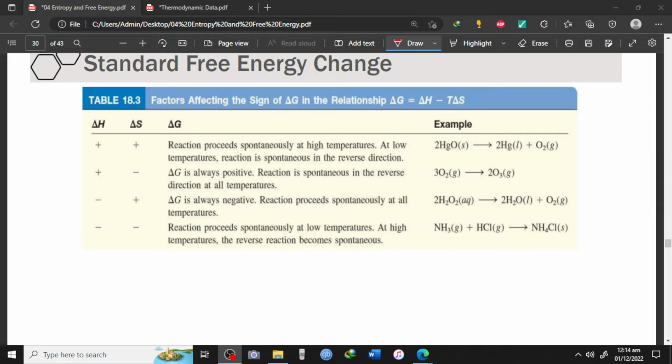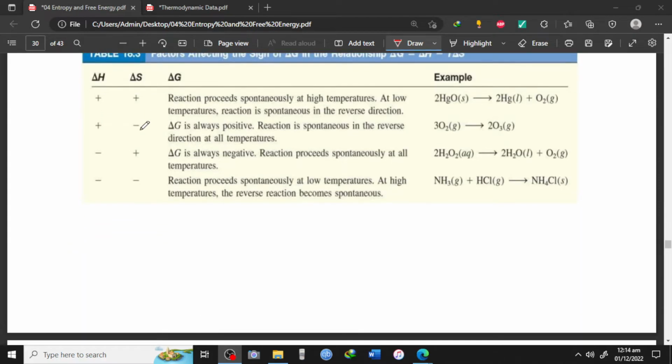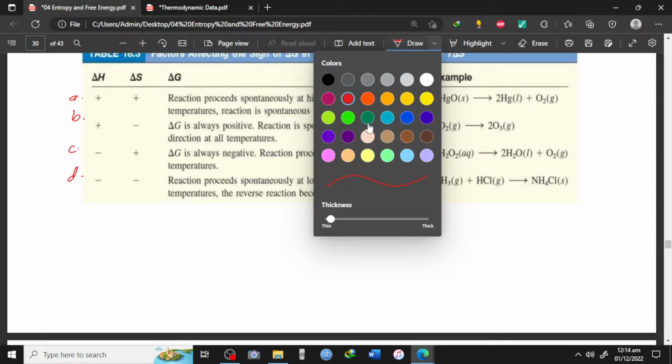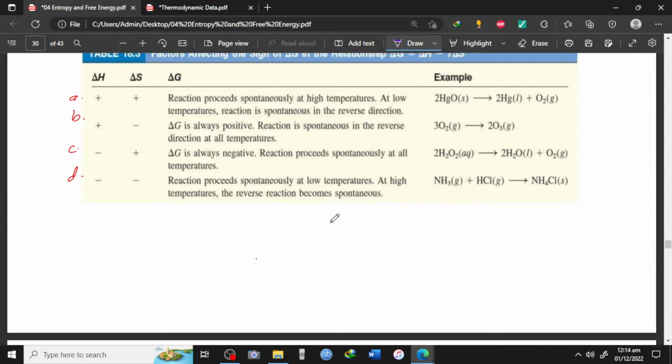Okay, going back, no? As I've said, there are several factors that will result to the spontaneity of the reaction depending on the sign of your enthalpy and your entropy. So, tingnan natin, no? Okay, label natin tong apat na condition na to. So, let's say this is A, this is B, this is C, and this is D. Okay? So, start muna tayo for A.